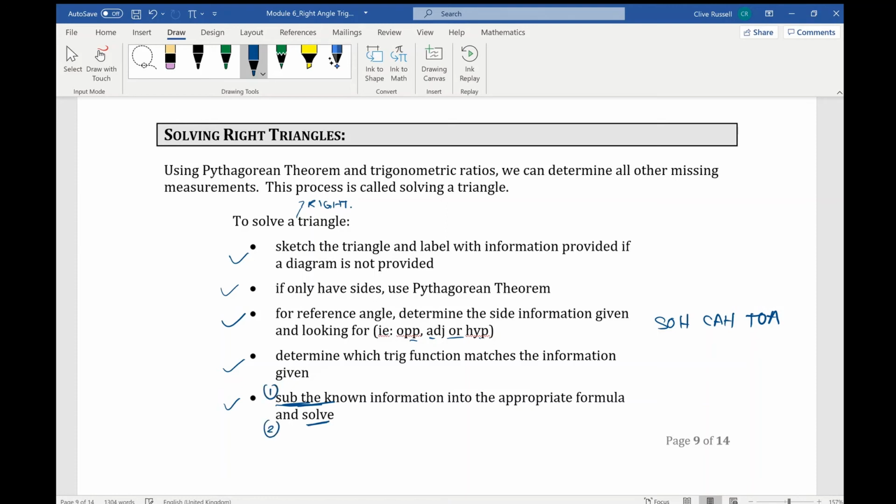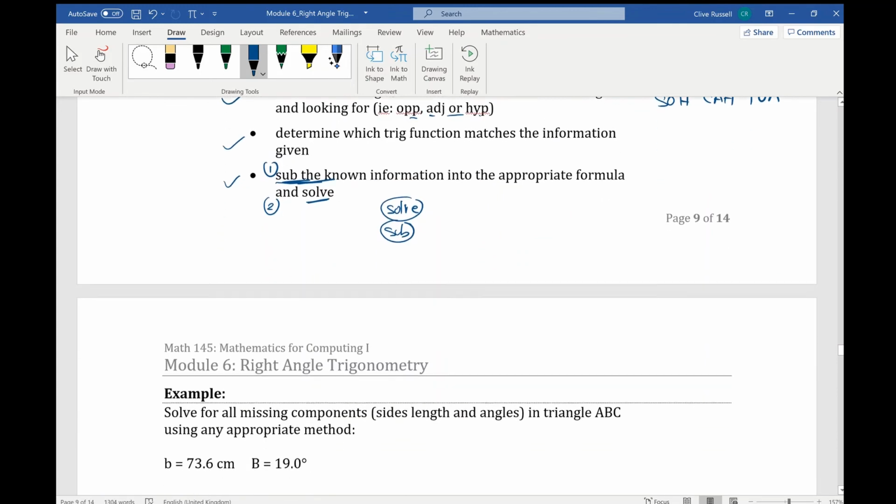Now, this could be done the other way around. You could solve for the unknown first, for the variable, and then you substitute in the formula depending. Okay, anyway, let's do an example here.